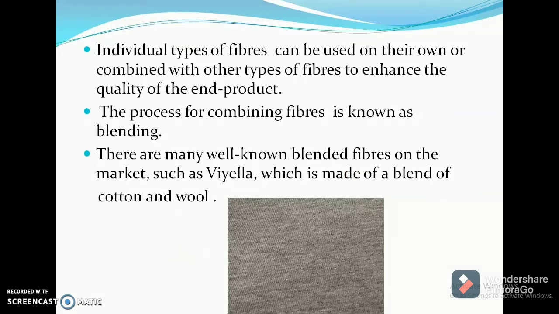Individual types of fibers can be used on their own or combined with other types of fibers to enhance the quality of the end product. The process for combining fibers is known as blending. There are many well-known blended fibers on the market, such as Vila, which is made of a blend of cotton and wool. This is the figure of that.